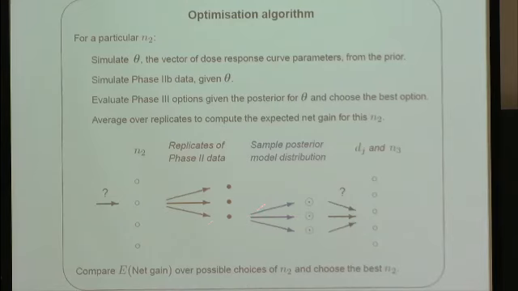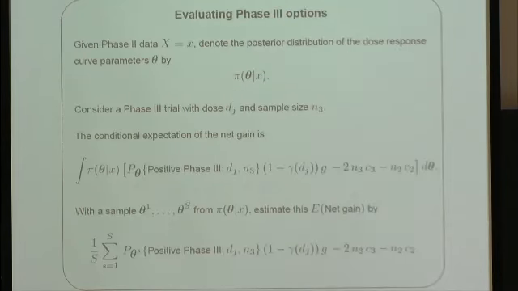And then you work your way backwards. So averaging over all the different things that might have happened in phase 2, you get the expected net gain for this phase 2 sample size. And now we can compare different N2s and see which one wins. So actually, I think that's a fairly straightforward exercise.